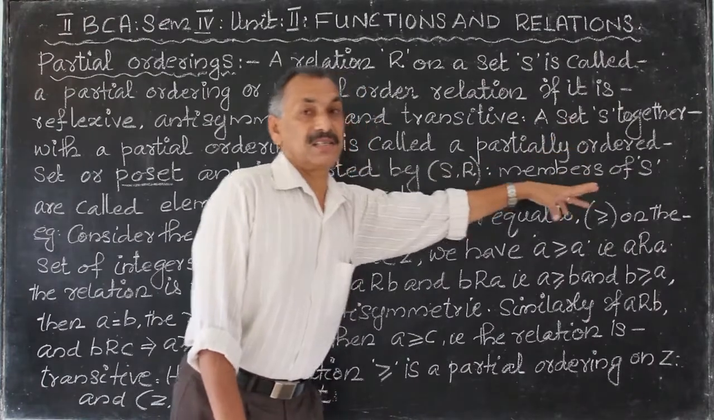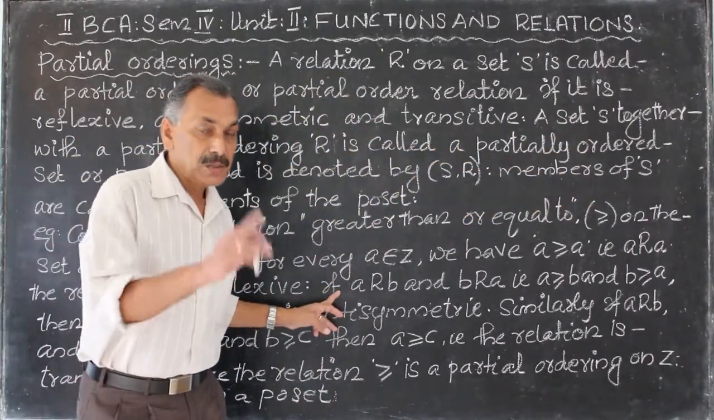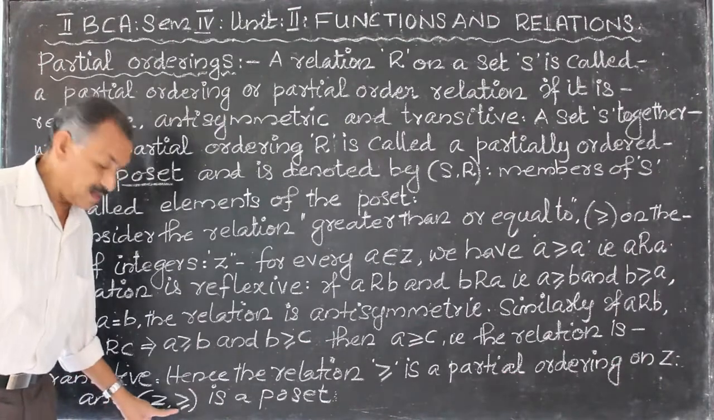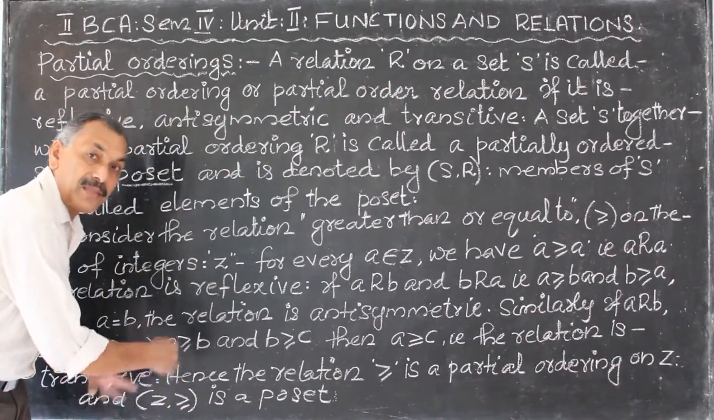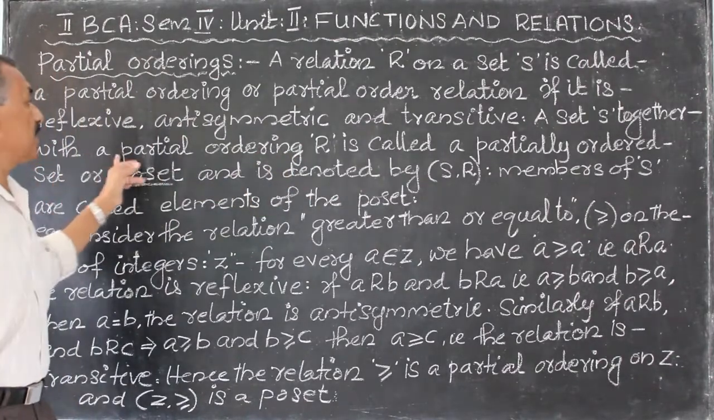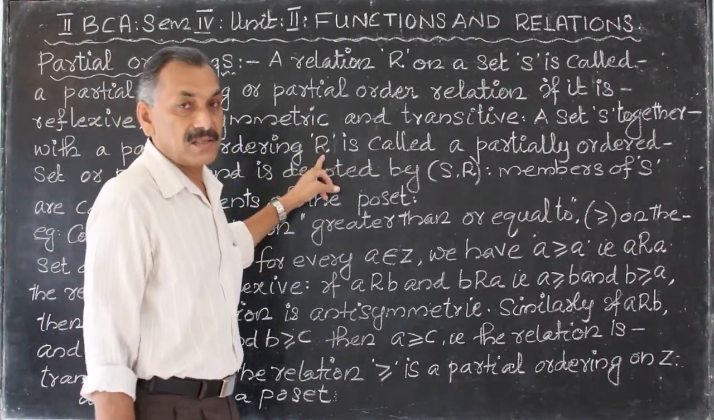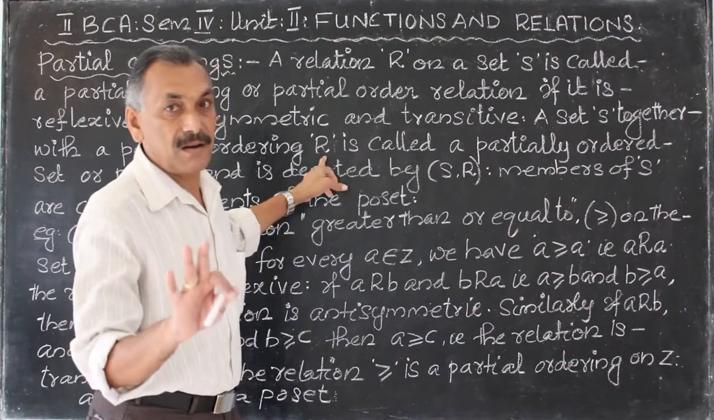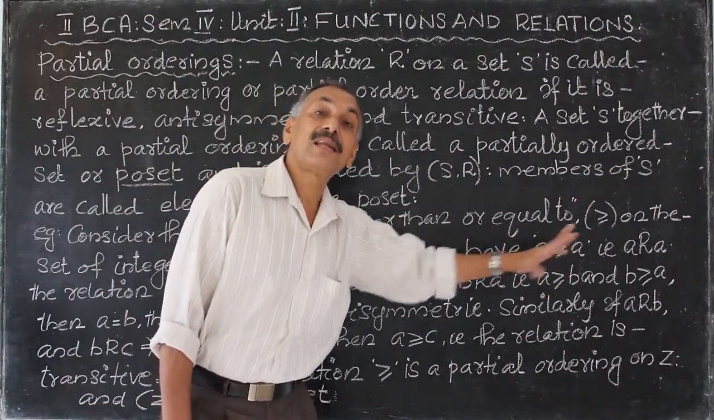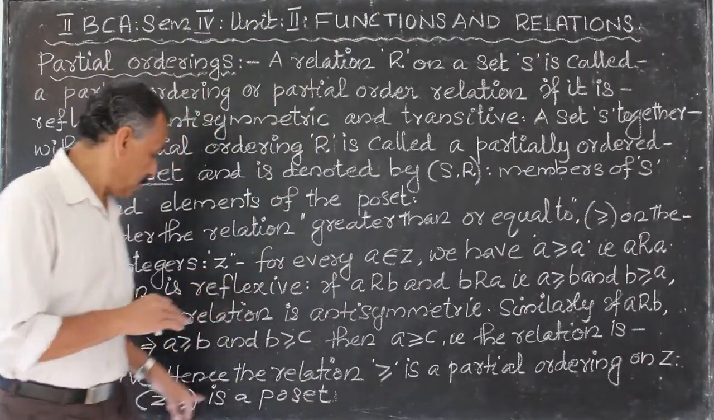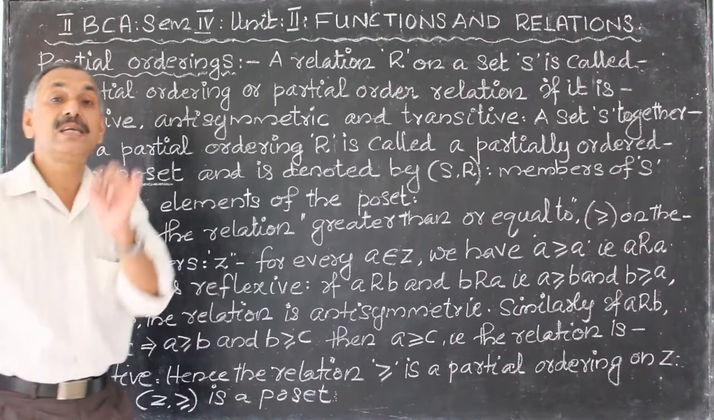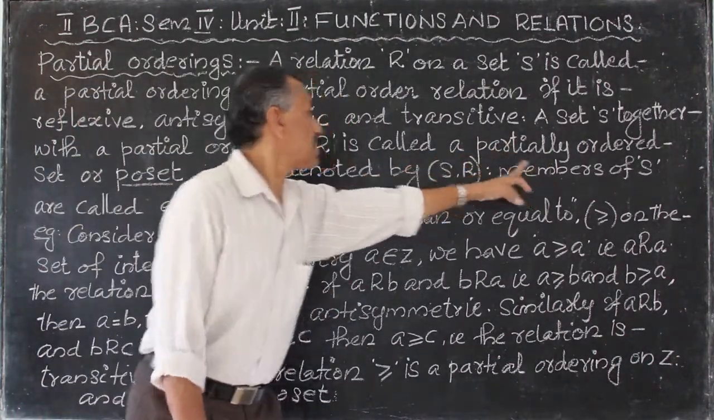In the set S, in this case the set of integers, together with the relation defined on the set, greater than or equal to, is defined as a partially ordered set. Remember, a set S together with the partial ordering R, for example the set of integers with the partial order relation greater than or equal to, is called a partially ordered set.